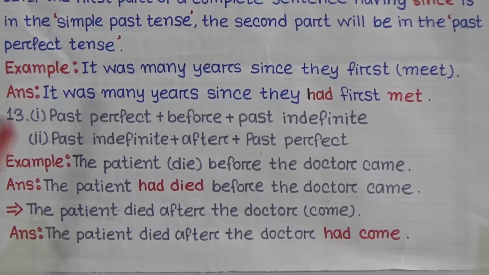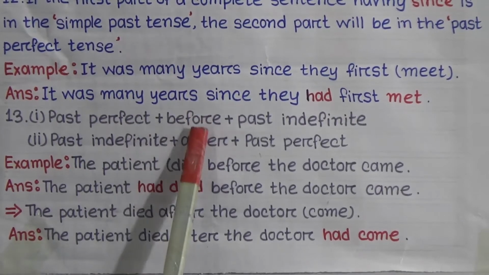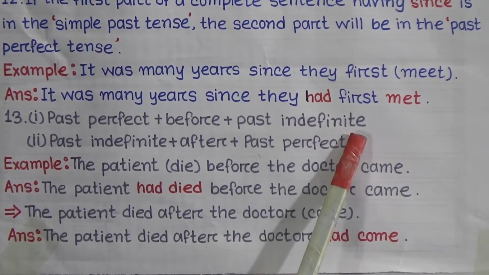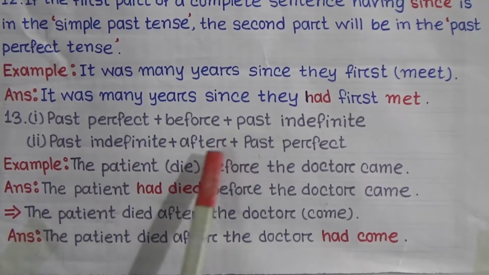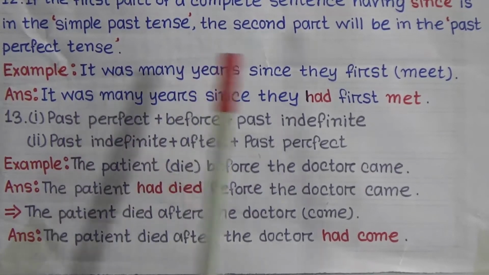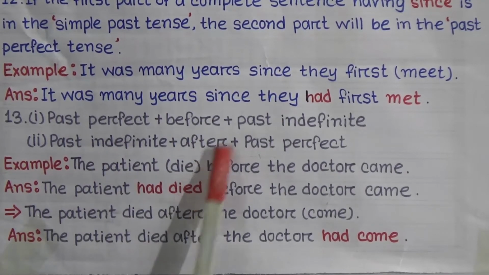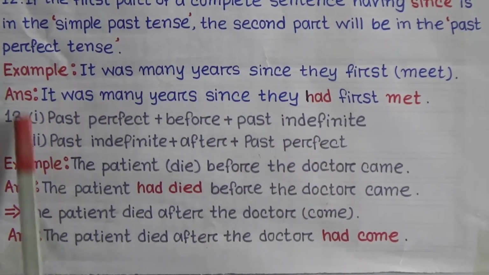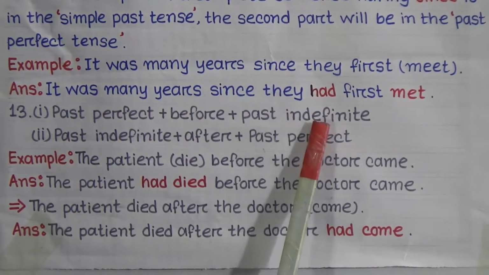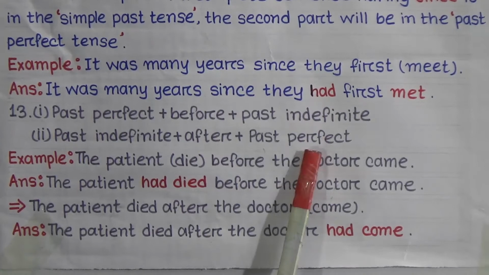Now rule number 13. So if we find past perfect and in the middle we find before, then we have to use past indefinite in second part. And another rule, if we find the sentence with after, first part will be past indefinite and second part will be in past perfect. Again repeat the rule with me: past perfect plus before plus past indefinite. Next, past indefinite plus after plus past perfect.